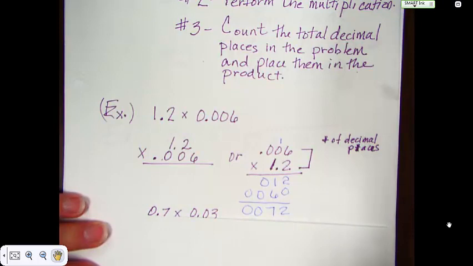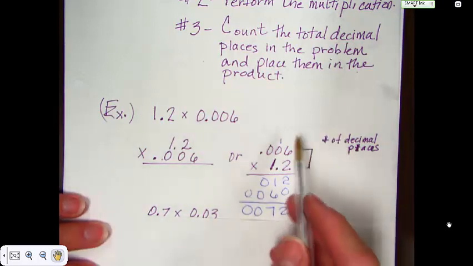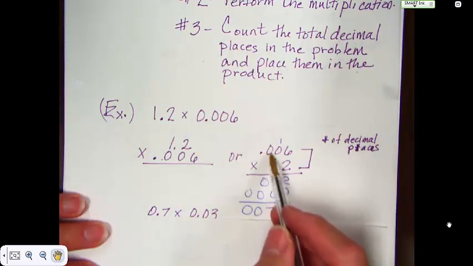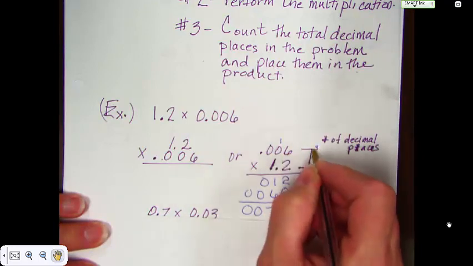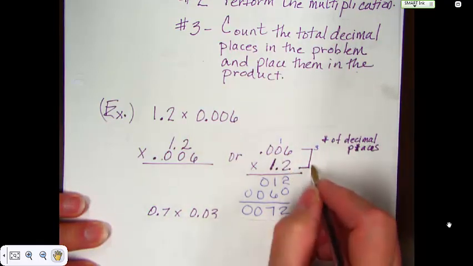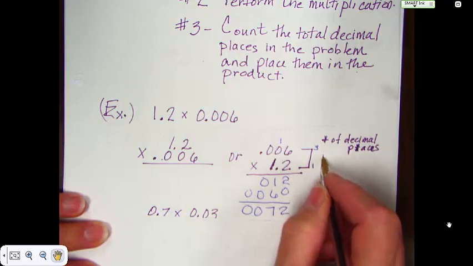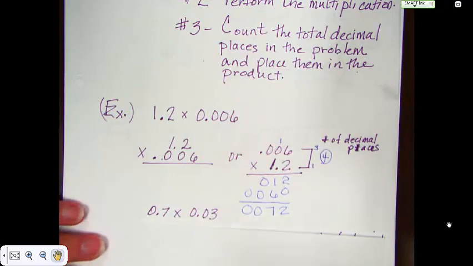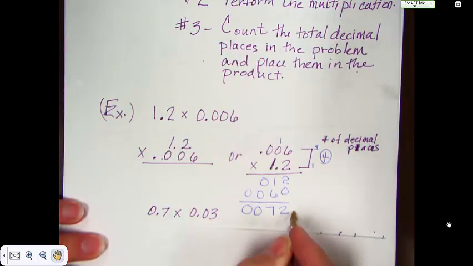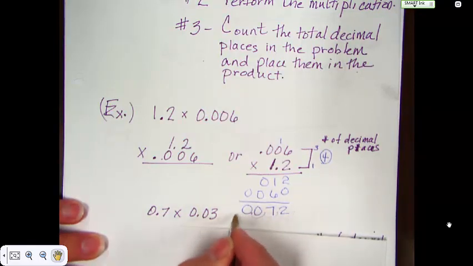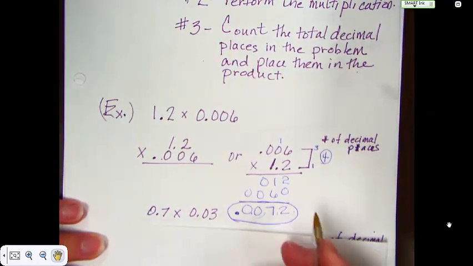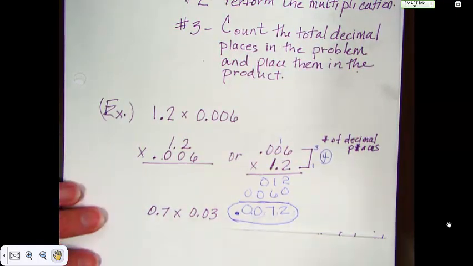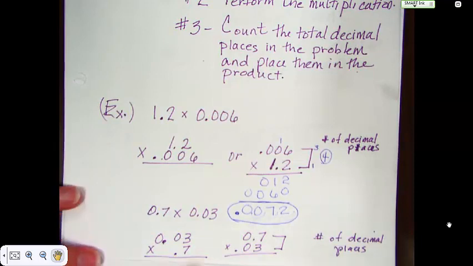Now we have to count the number of decimal places. Well, in this top one we have 1, 2, 3. So I put a little 3 right there. This bottom one I have 1. 3 and 1 make 4. So I'm going to have 4 decimal places in the answer. So I start here at the far right and I count 1, 2, 3, 4. So there's my answer, 0.0072.